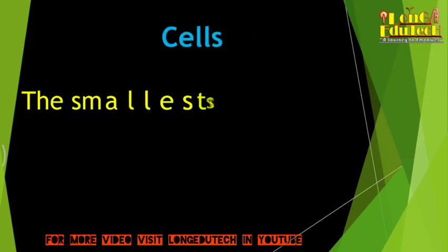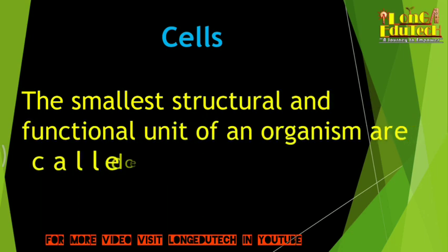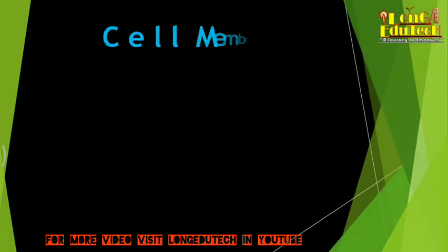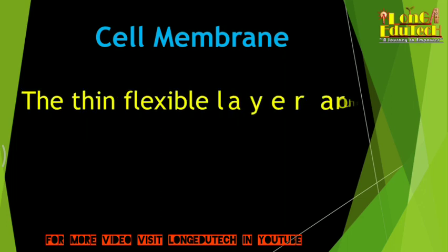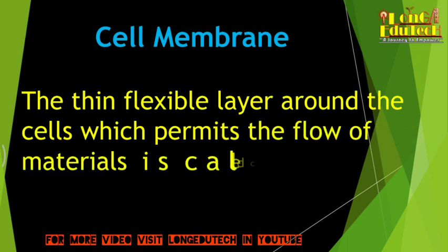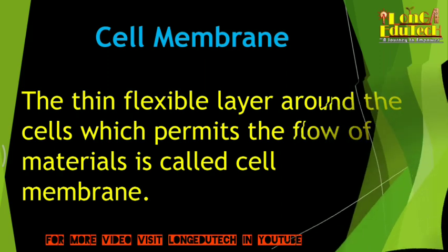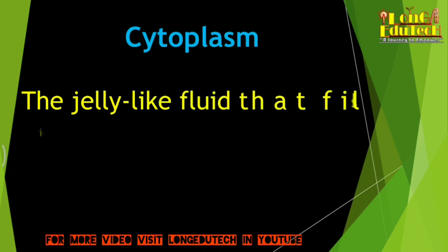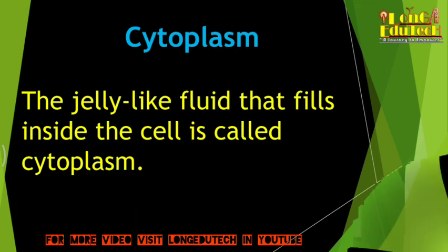Cell. The smallest structural and functional unit of an organism is called a cell. Cell membrane. The thin flexible layer around the cell which permits the flow of the materials is called the cell membrane. Cytoplasm. The jelly-like fluid that fills inside the cell is called the cytoplasm.